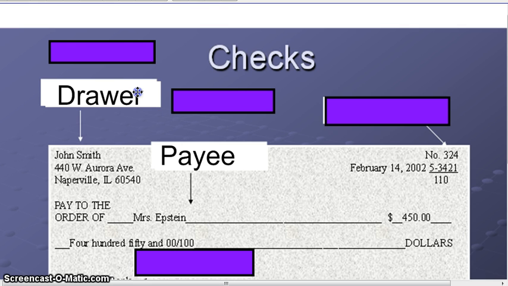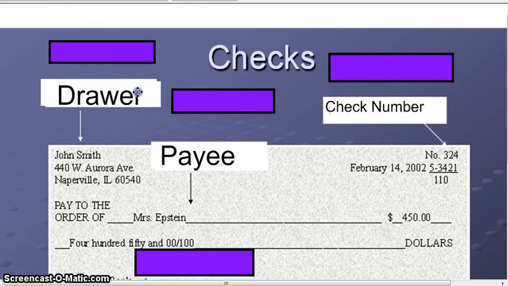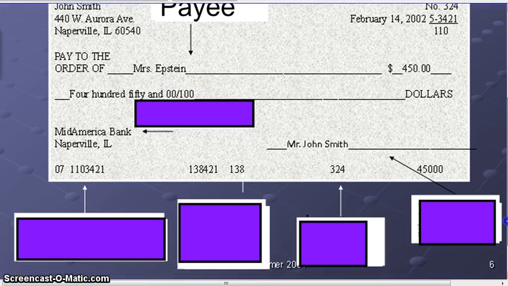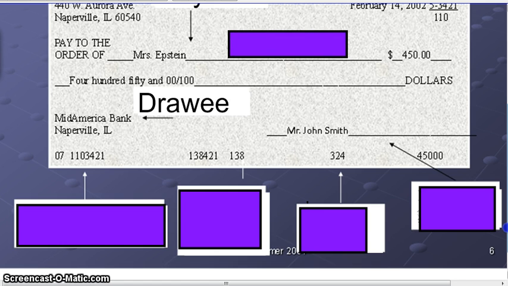Looking over to the right where the arrow is pointing towards number 324, that is your check number. Shifting down just a little bit where the arrow is pointing to Mid-America Bank, that is what we call the drawee. Okay, the bank is the drawee. They are the ones that hold all your money, and you can write your checks, and the bank has to act upon those checks when the individual who receives the check wants to do so.